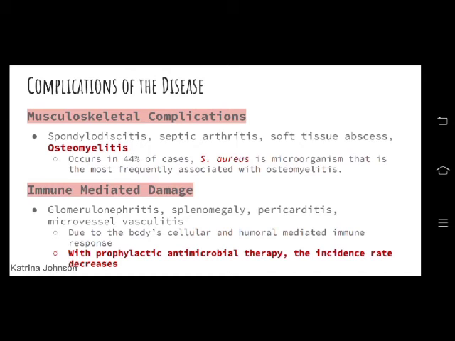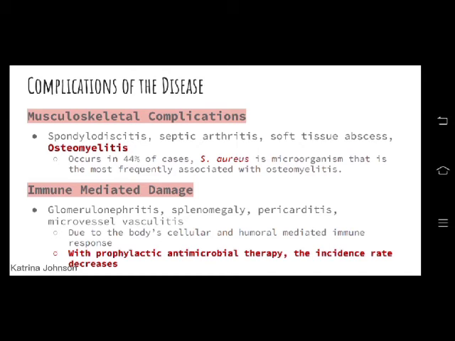And immune-mediated damage in all of its manifestations are due to the cellular and humoral-mediated immune response of the body. So glomerulonephritis is the inflammation of the glomeruli of the kidney. Obviously, if the glomeruli are damaged, your kidney cannot function properly. So this could potentially lead to renal failure or kidney failure.